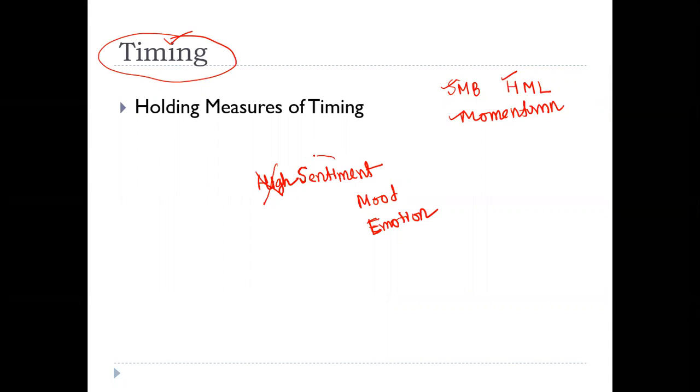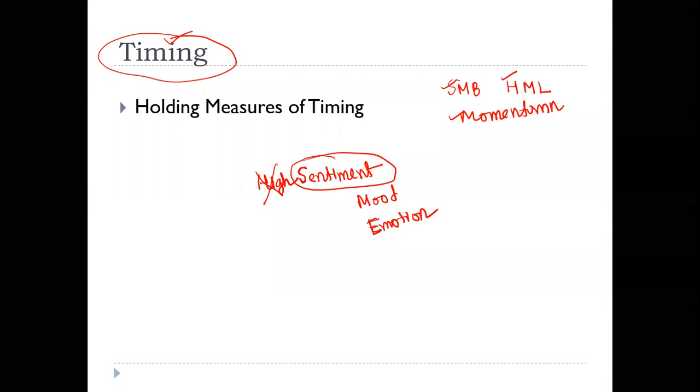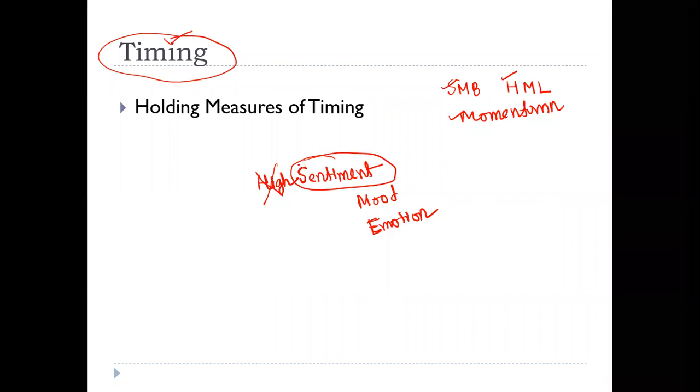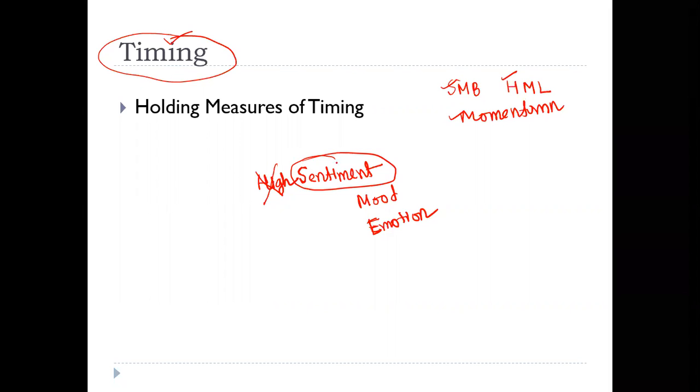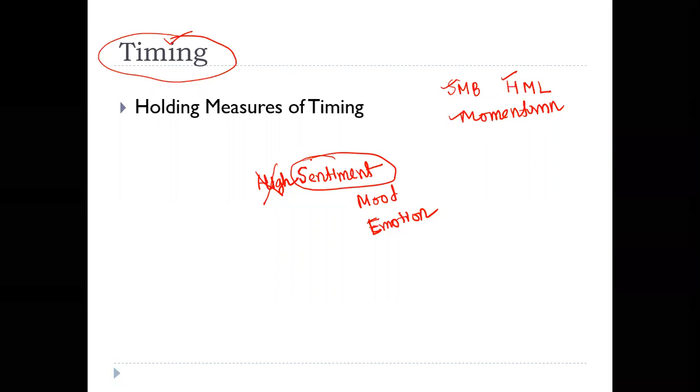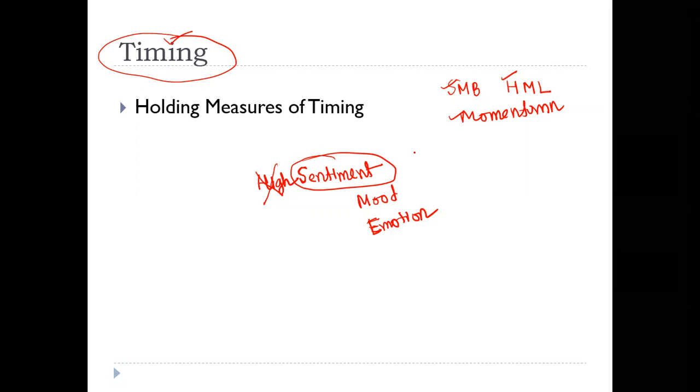So, if we consider sentiment as a factor, it has been found that sentiment is one of the factors responsible for the differences in the cross section of stock return. It is well recognized by the Baker and Wurgler paper that sentiment is responsible for the differences in the cross section of stock return.